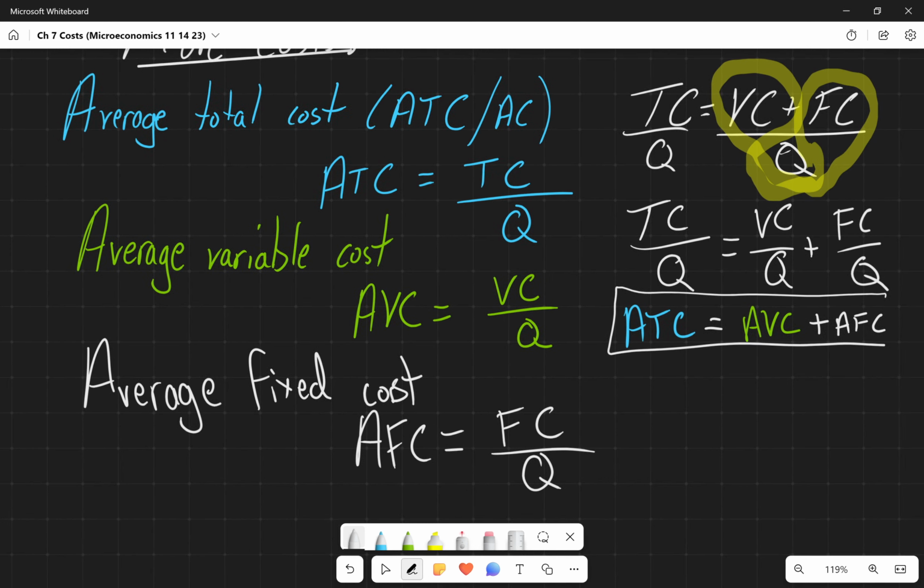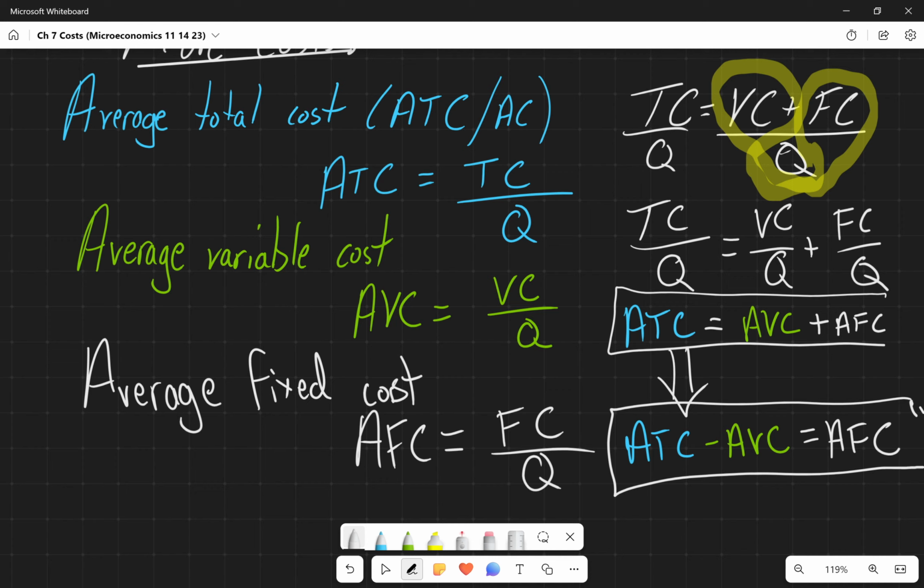Now, why are we bringing this up? Well, when we are going to be graphing this later, part of how you graph the curves has to do with this identity. We're going to come back to this in a second, but what comes from this, if we subtract the average variable cost from both sides, is average total cost minus average variable cost equal to our average fixed cost. So our average fixed cost is nothing more than the difference between our average total and our average variable costs. This will come into play when we're doing the graphing part.